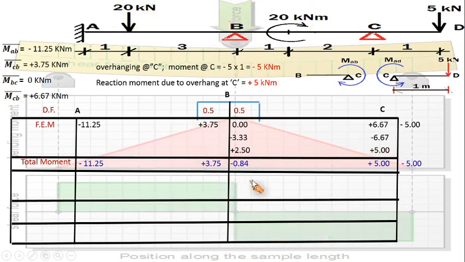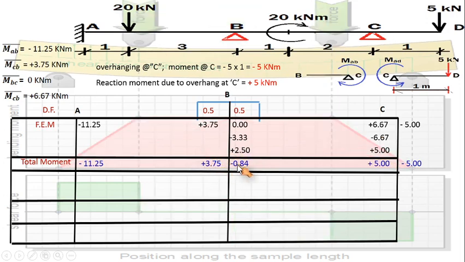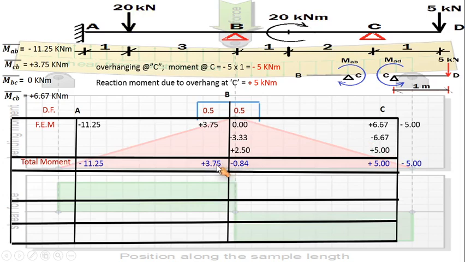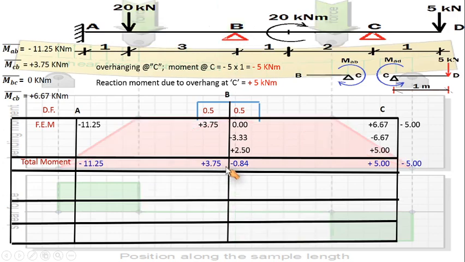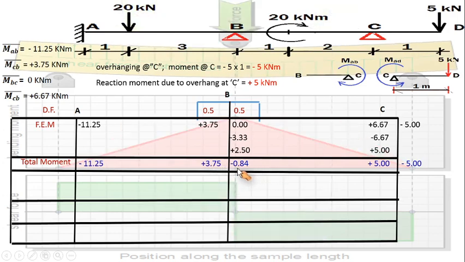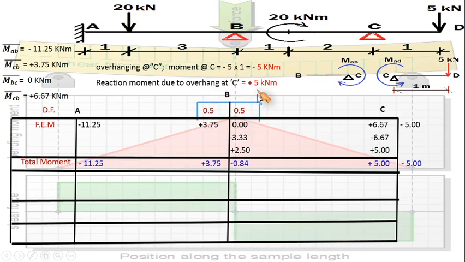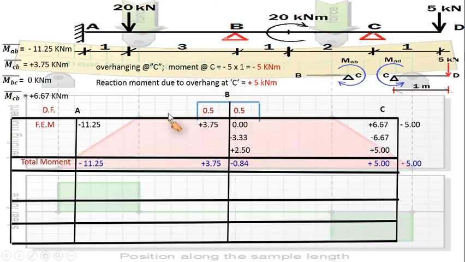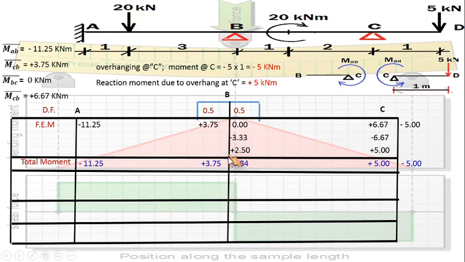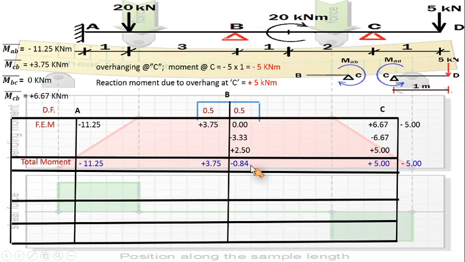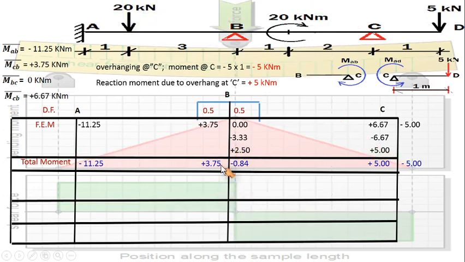So as far as point B is concerned, there you can see the difference between the moments. On the left part, that is BA it is plus 3.75, and for BC it is minus 0.84, whereas these two values have to be always equal to 0, then only joint B will be in equilibrium. So let us try to make that joint B in the equilibrium condition. Is it okay? So we have to do the moment distribution about joint B. Is it okay? So let us start with the moment distribution.